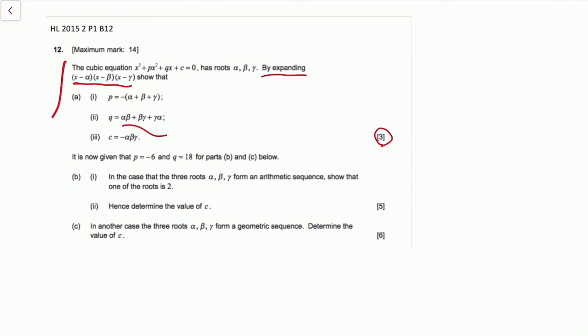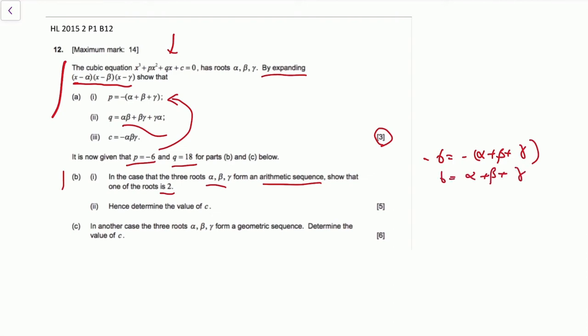Now what I want to show you is a trick for doing part B. They tell you that p is -6, q is 18 for this cubic. They also tell you the roots form an arithmetic sequence. You're supposed to show that one of the roots is 2 using sum of roots and product of roots. Since p is negative 6, if you put it in there, negative 6 equals negative the sum of roots. So the sum of roots is 6.